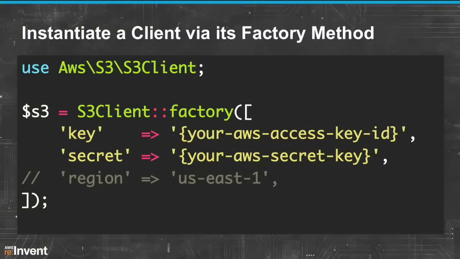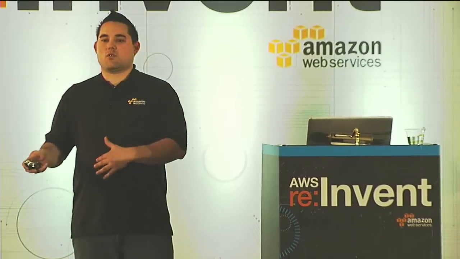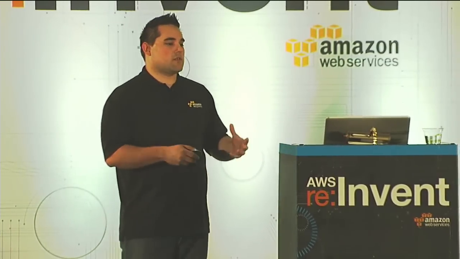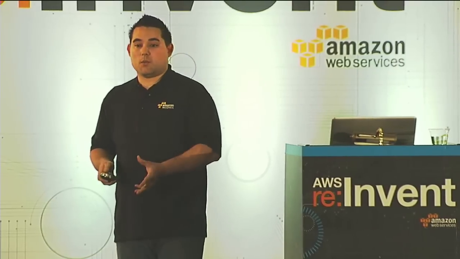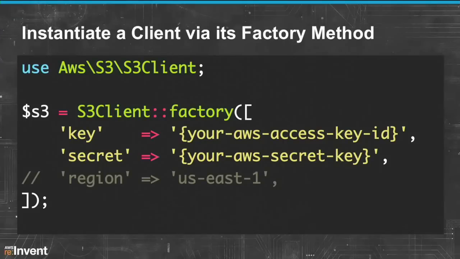If you're using the client factory, you'll basically reference the S3 client object directly, call its factory method, and then pass in an array of options. That array should contain things like your AWS credentials, including your access key and secret key, as well as a region. You'll notice I actually have the region commented out in this example. That's because you don't actually need to specify a region with S3. It's kind of a special case, because S3 has a default global type endpoint. But you can specify a region if you want to put your buckets and objects in a particular region.